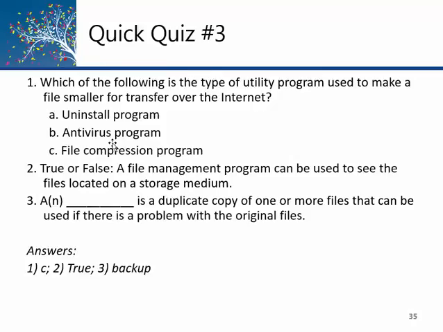True or false? A file management program can be used to see the files located on a storage medium. That's true, right? File management, memory management, CPU management, those are all things that our operating system does for us. Number 3, a blank is a duplicate copy of one or more files that can be used if there is a problem with the original file. So that's a backup. You can make your own backup doing file save as, or you can use a backup utility to be even more efficient with that.